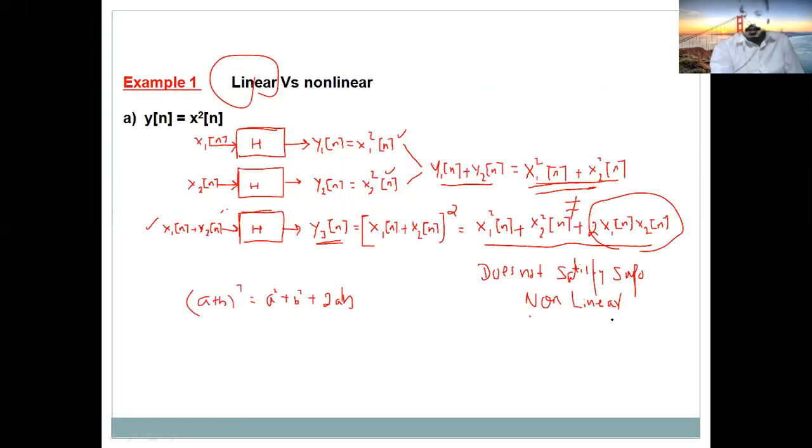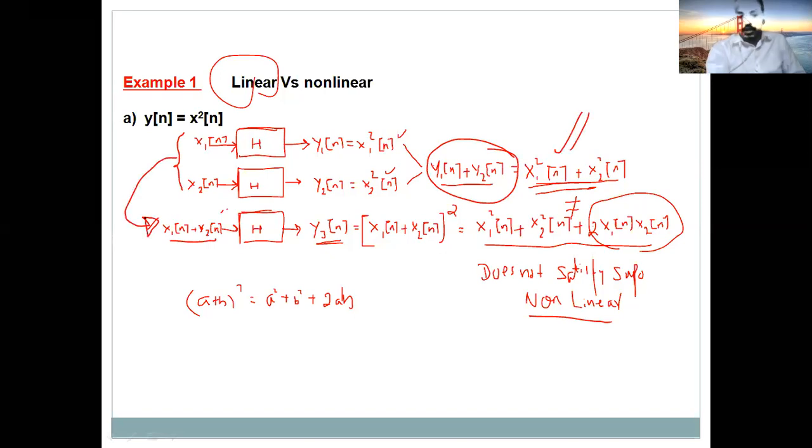Why is it nonlinear? Because when you apply the two inputs individually, for x1 it will be x1 square, for x2 it will be x2 square. When you add the two individual outputs, we get this one. Now add these two signals and apply them as one input, we get y3. y3 is the square of the input. The input is now x1 plus x2. So if you add two things and take the whole square, it will be what?